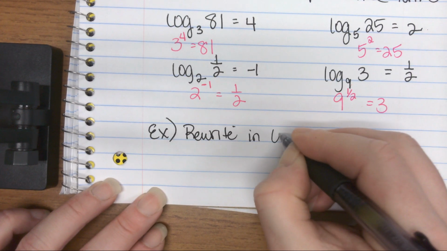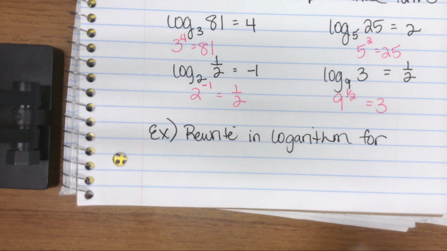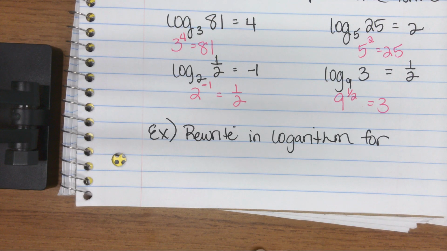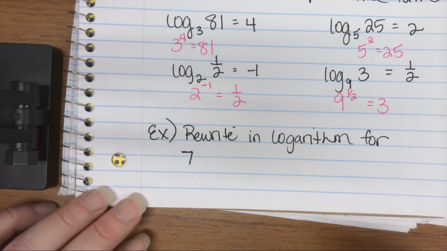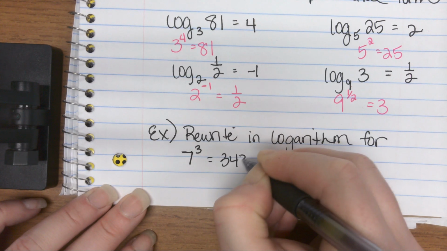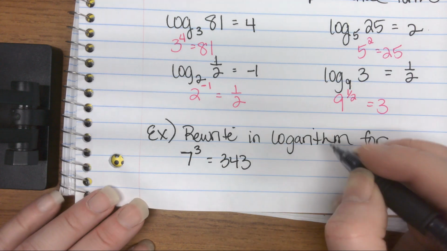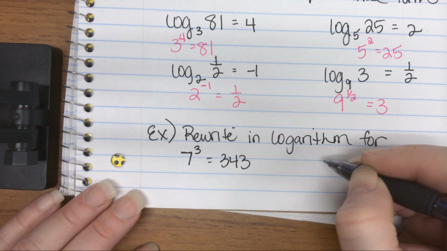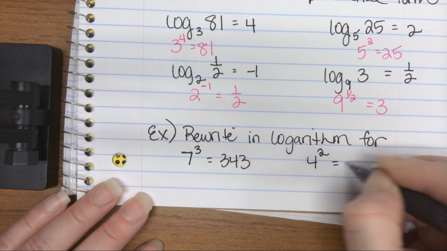I think this way's harder, but maybe not. So this time we're going to take some exponents and we're going to rewrite them in logarithm form. Let's just do like 3 of them. How about 7 to the 3rd power equals 343? And let's do, what's one we haven't done yet? 4 to the 2nd power equals 16.